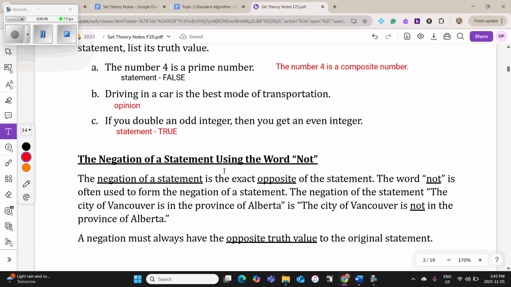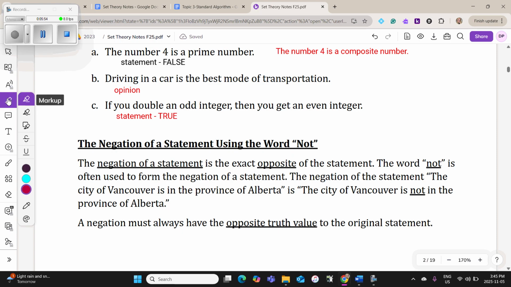Okay, so now that we know what statements are, we need to know what the negations are. Negations are essentially the opposite of our original statement. So the negation of a statement is the exact opposite of the statement. Typically, we're going to use the word not to form a negation of a statement. Negation of a statement, so here's our example.